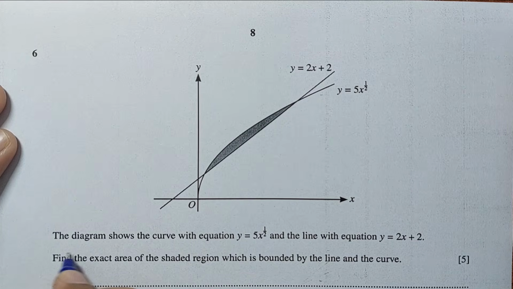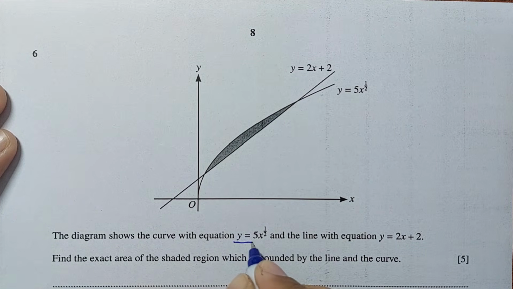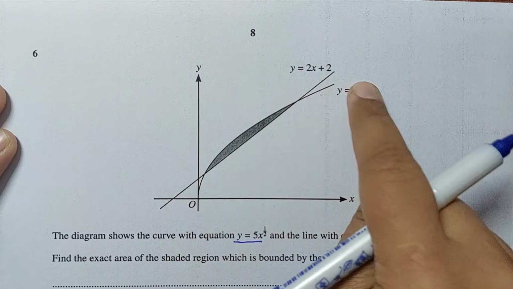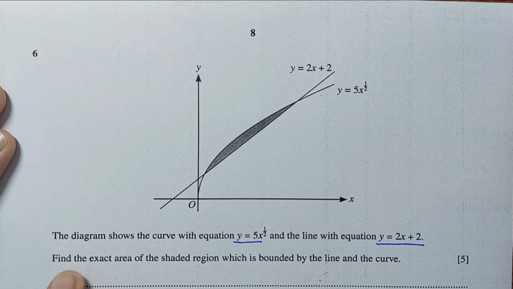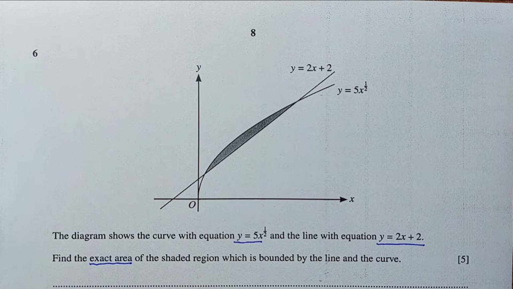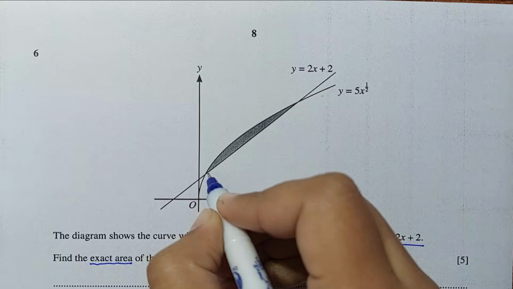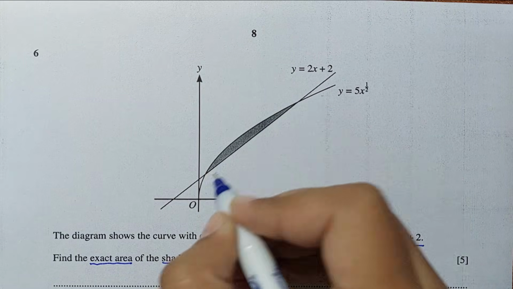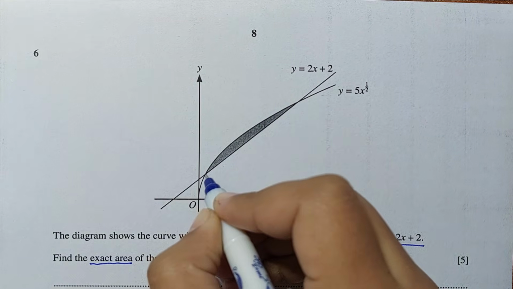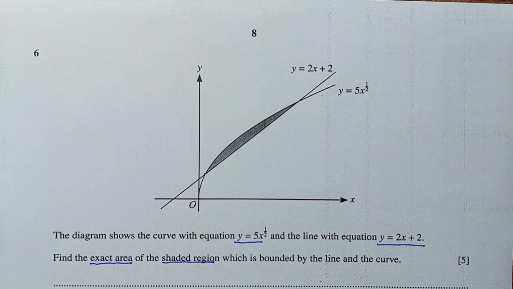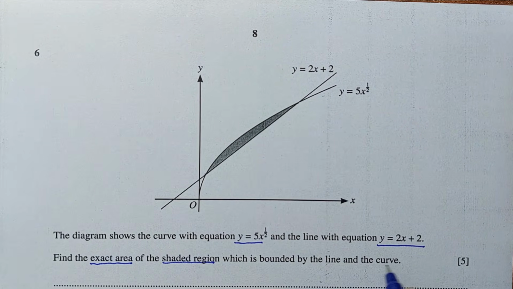Question number 6. The diagram shows the curve with equation and the line with equation. We have a line and we have the curve. Find the exact area, meaning in terms of fractions, not decimals, of the shaded region. The shaded region is bounded by the curve and the line. Since the curve is at the top, we can integrate the curve and subtract the integration of the line. But we have to integrate between the two points of intersection, which are bounded by the line and the curve.